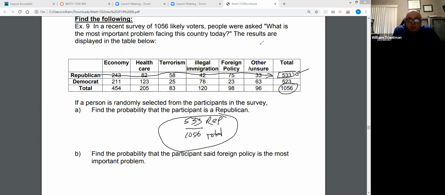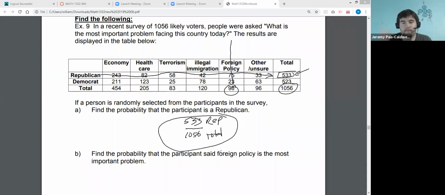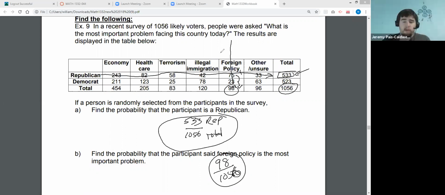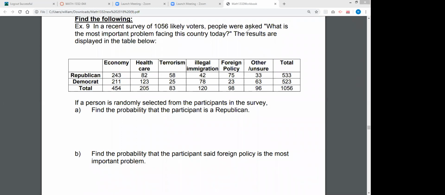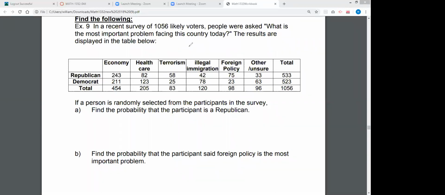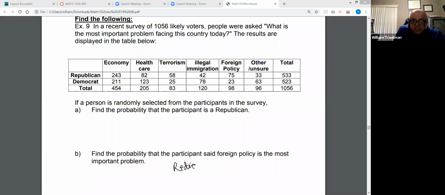Find the probability that the participant said foreign policy is the most important problem. How many people said foreign policy? Do you see foreign policy? You have to add them up. 98. Yes. 98 out of 1056 total. So for foreign policy, these two added up to equal that, 98. That's not too bad. So far, actually really easy. Do you want it reduced as well? Yes, whatever that reduces to. 49 over 528. Okay, yeah, I'm not gonna write that down. But yes, reduce all fractions.